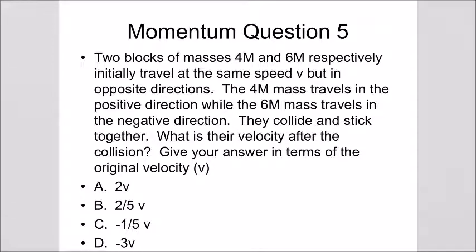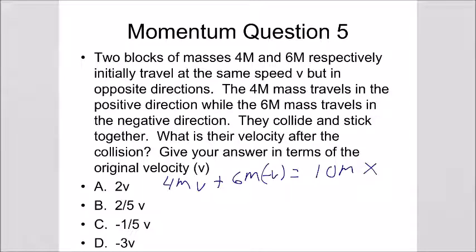So what we've got to do here is this is another inelastic collision. So we know in that case we're going to say that mass of the first object times the speed of that object, which was positive v, plus mass of the second object, 6m, times its velocity, which was negative v, equals, remember these two things are colliding and sticking together, so the total mass is going to be 10m times their new velocity, which we'll just call x. So now we want to solve this out for x.